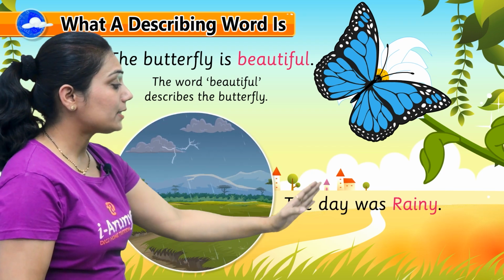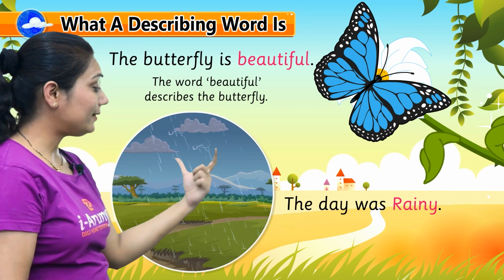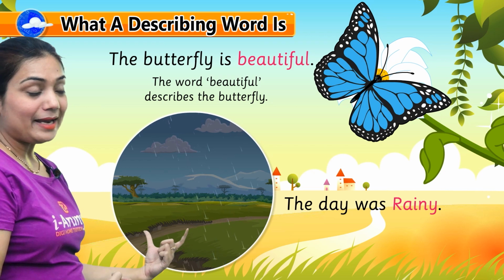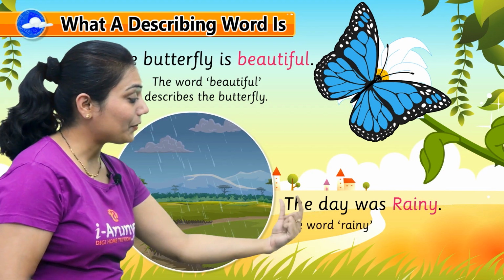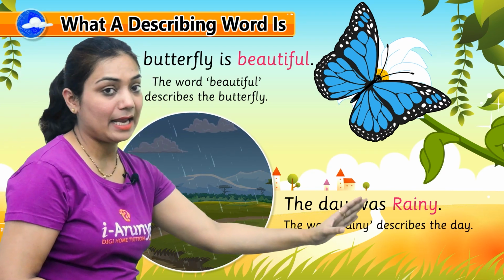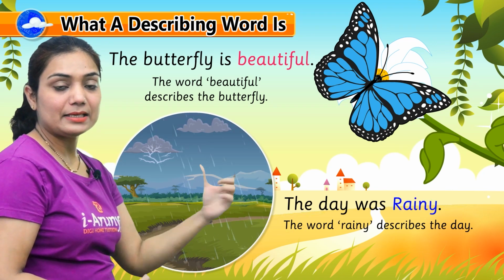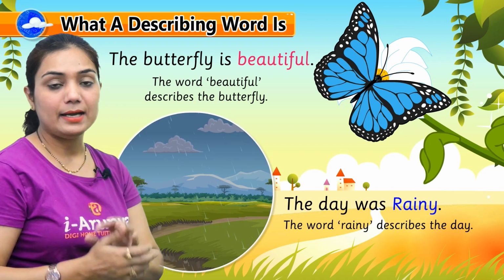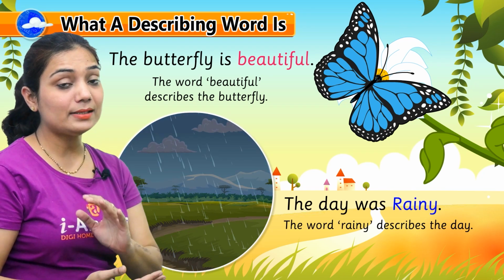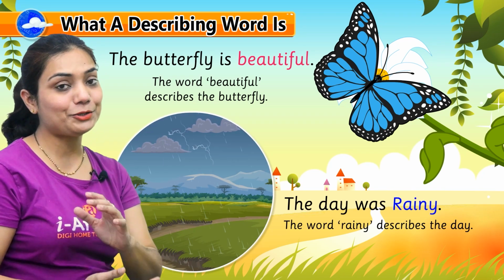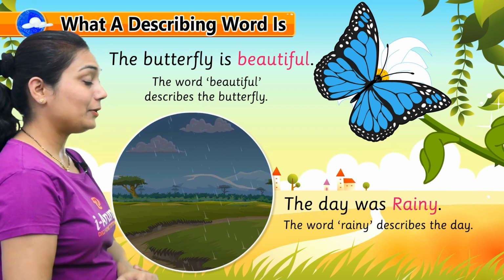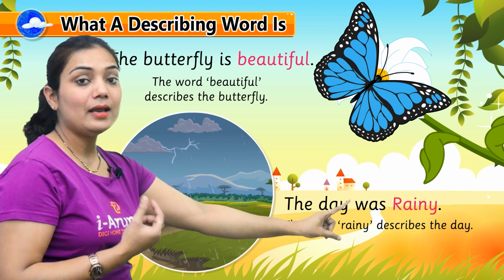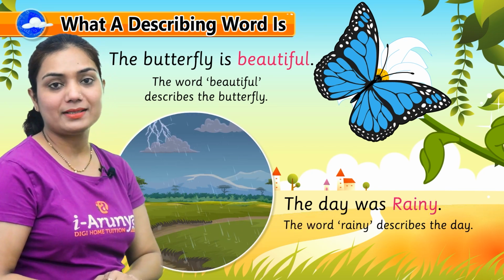The day was rainy. Look at the day. The day is showery. Alright? So the word rainy describes the day. यहाँ पे rainy word किसे describe करता है? Day को describe करता है. How is the day? Day कैसा है? The day was rainy. The day was showery. Alright? So that is why the rainy is a... Rainy कौन सा word है? Rainy is a describing word. Alright?